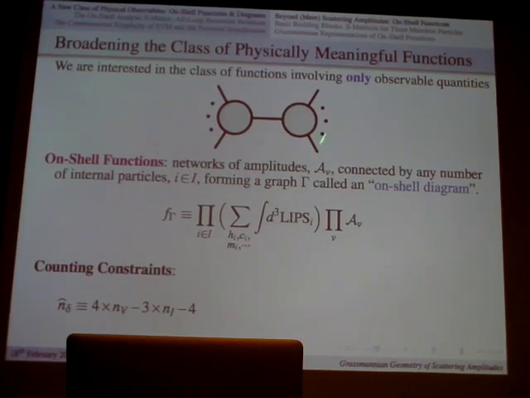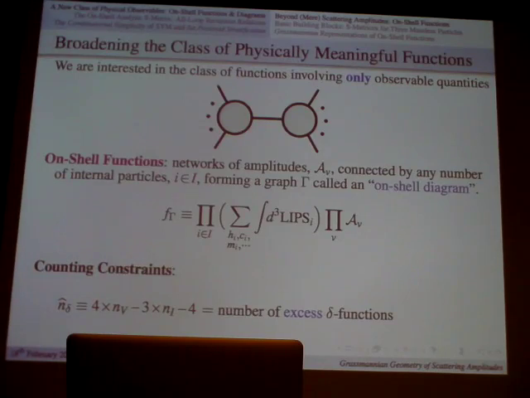So for this graph, n hat delta, it's 4 plus 4 minus 3 is, well, it's 5, and then 4 of which are overall momentum conservation. So this has n hat delta equals 1. It imposes 1 constraint on the kinematical data. This is a distribution on the phase space of the massless particles.